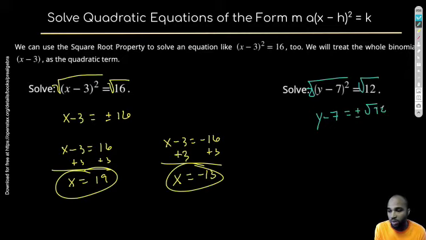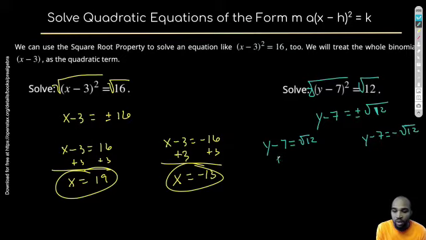Square root of 12. And so I have 2, that looks like this. So I have 2 ways, 2 solutions here. Y minus 7 equals square root of 12, and y minus 7 equals negative square root of 12. And it's okay that the negative's on the outside of that radical, but it can't be on the inside. It can't be square root of negative 12. So this is okay. So we're going to add 7 to both sides here.